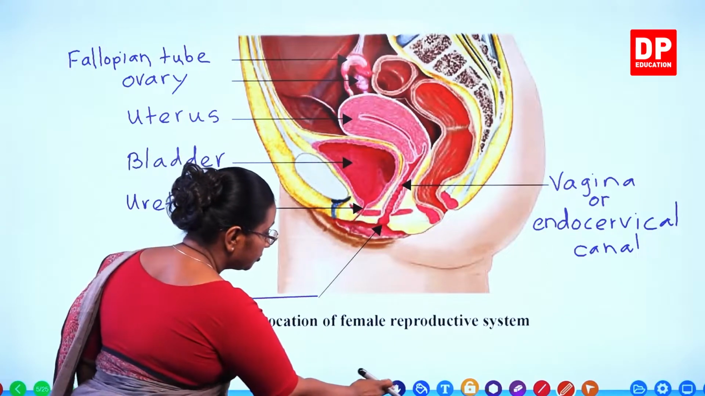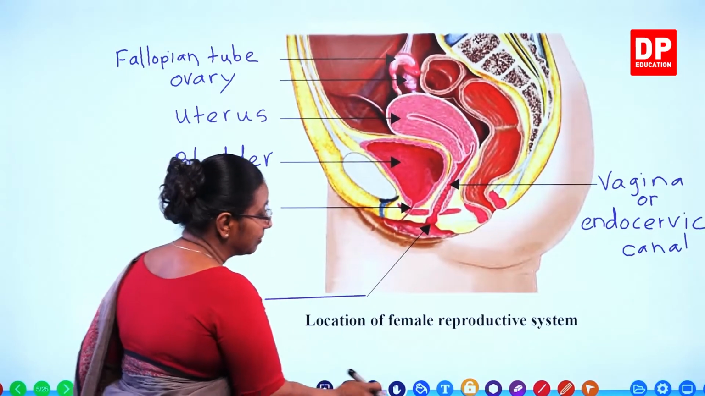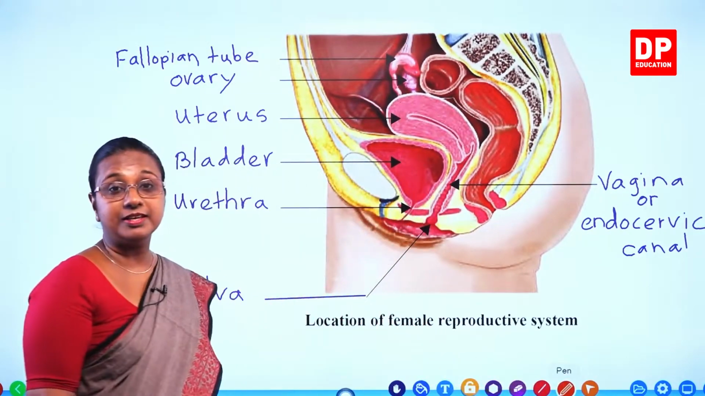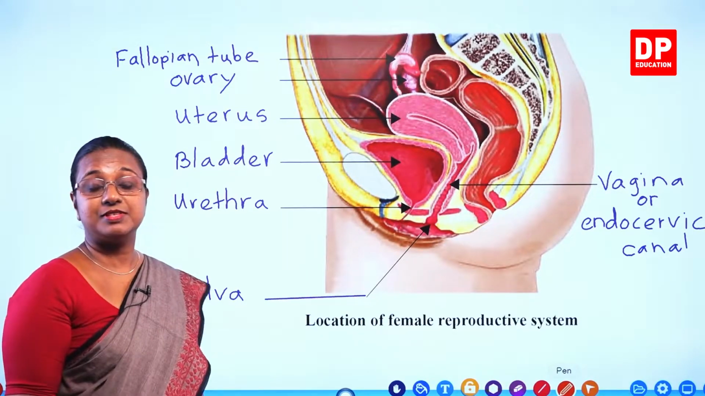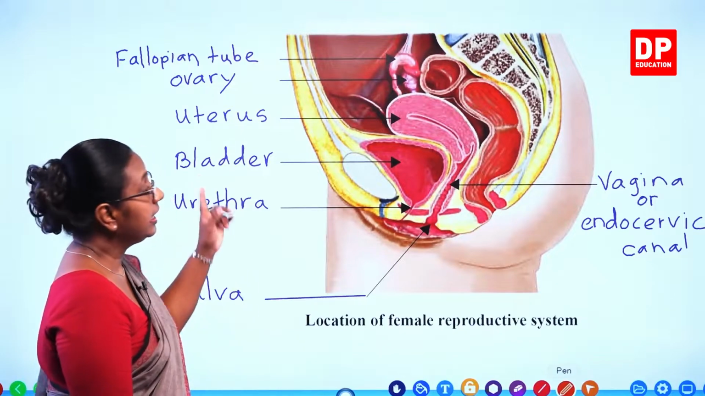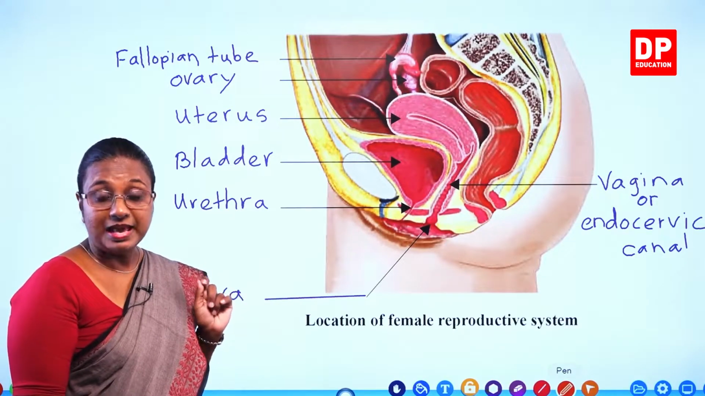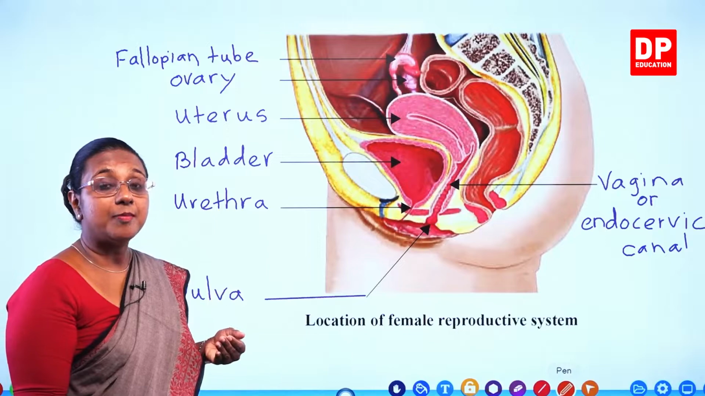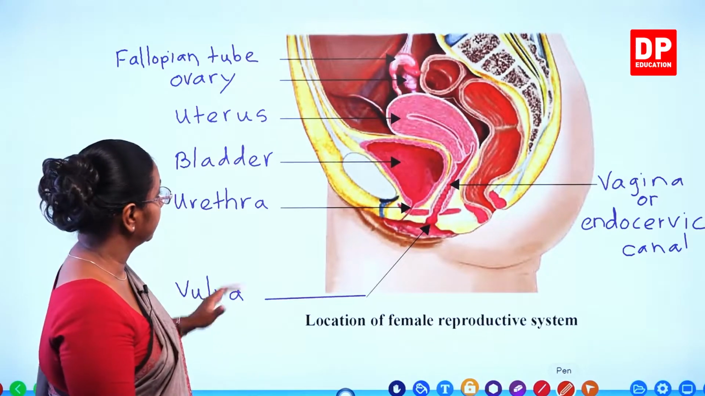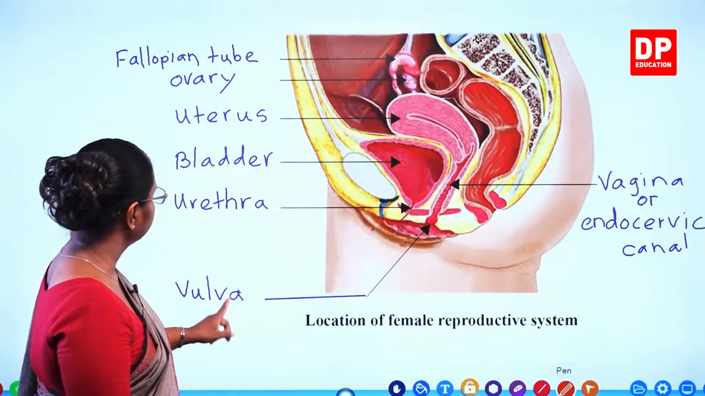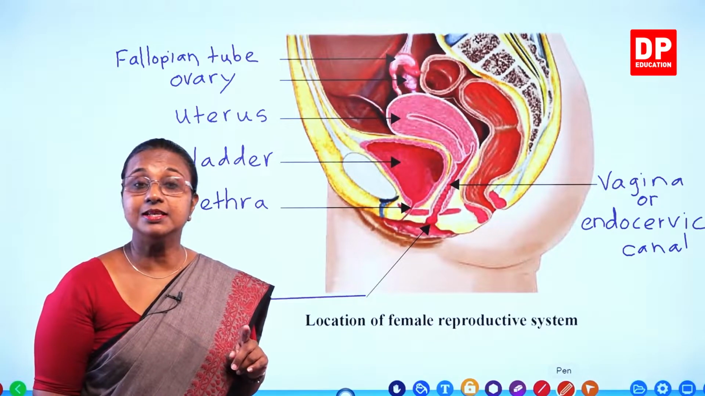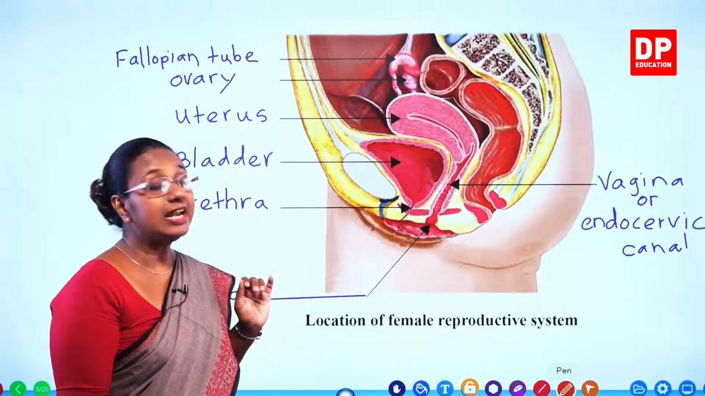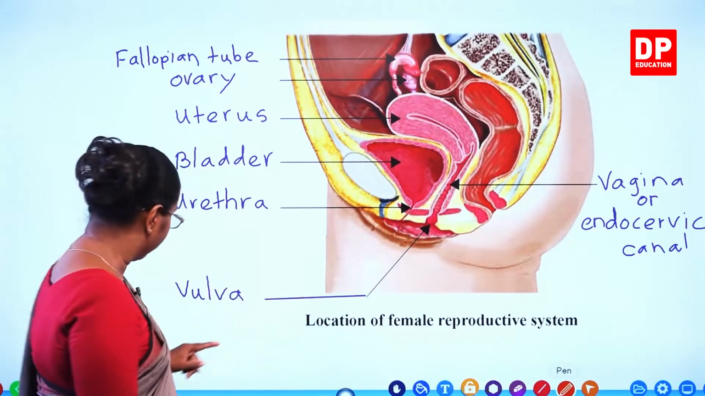So, I am sure, students, you can label all these parts if you are given the diagram. So, this is the location of the female reproductive system in a female body. It's present in the pelvic region, that is below the abdomen between the legs. So, the main parts are the uterus, vulva, vagina and the fallopian tubes as well as the ovaries. So, with that I will move on to the next slide.